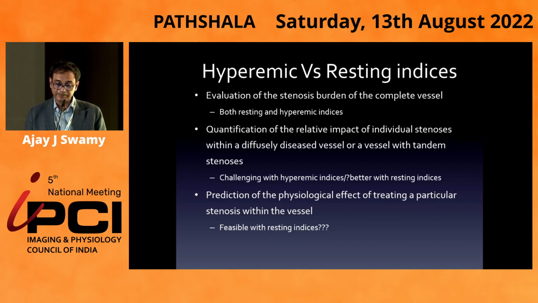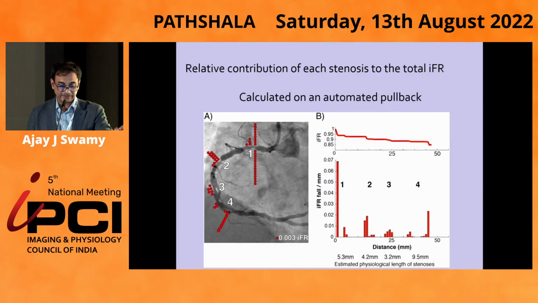Quantification of the relative impact of individual stenosis within a diffusely diseased vessel is challenging with hyperemic indices and difficult to predict. It's probably better with resting indices. The prediction of physiological effect of treating a particular stenosis is the next advance which has taken place, that you can probably predict what is going to happen if the relative contribution of these stenoses are addressed by doing spot stenting, by using artificial intelligence and virtual stenosis.